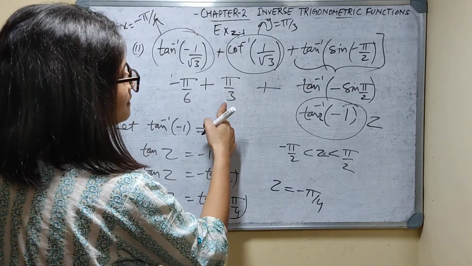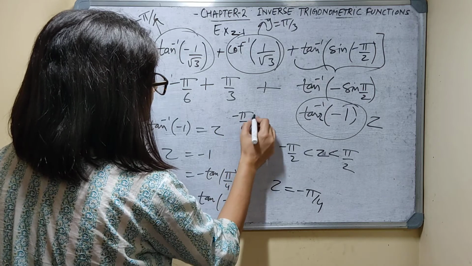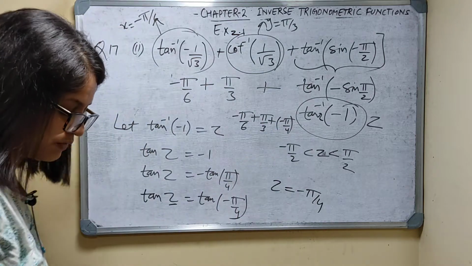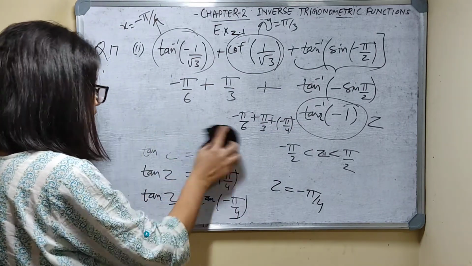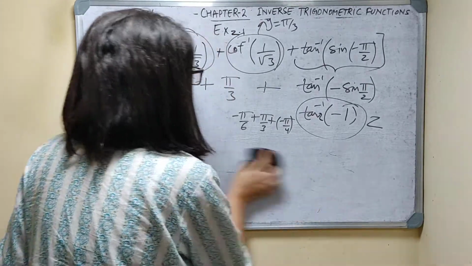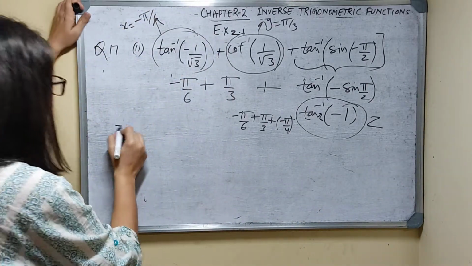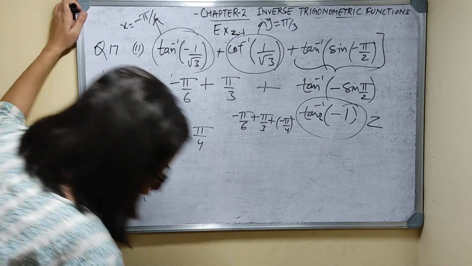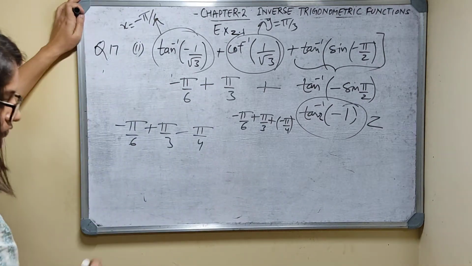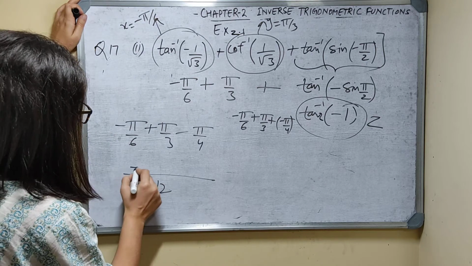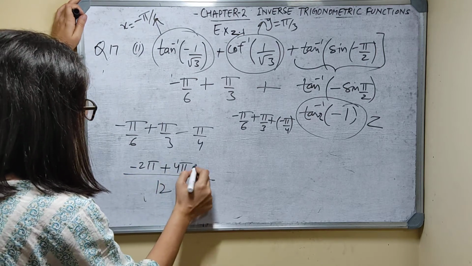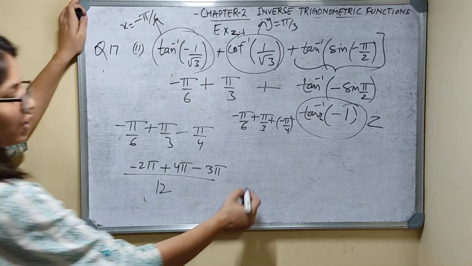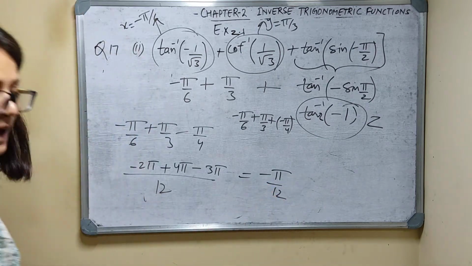So Z is equal to minus pi by 4. So minus pi by 6 plus pi by 3 plus minus pi by 4. Now you can solve this. See here, minus pi by 6 plus pi by 3 and plus minus pi by 4. Is it clear? 6, 3 and 4, the LCM is what? 12. 6 2s are 12, so minus 2 pi, plus 3 4s are 12, so plus 4 pi, minus 4 3s are 12, so 3 pi. 4 pi minus 2 pi is 2 pi. 2 pi minus 3 pi is minus pi by 12. Answer is minus pi by 12.